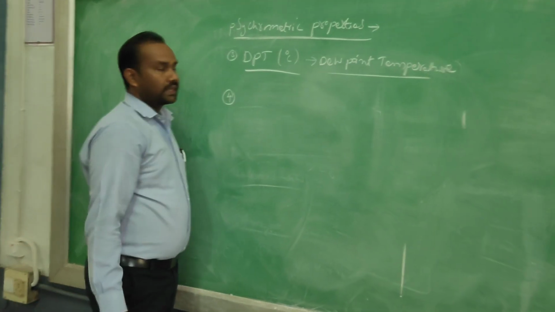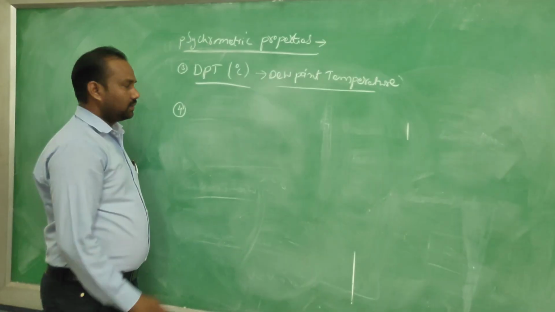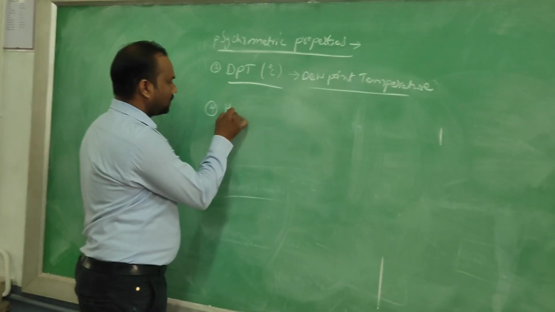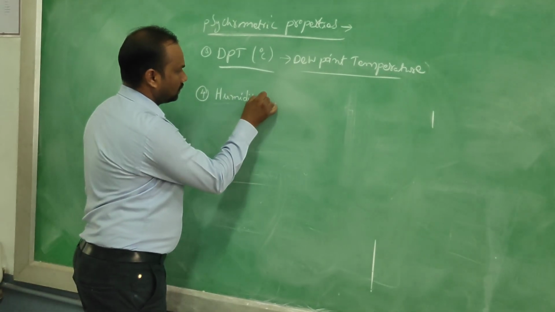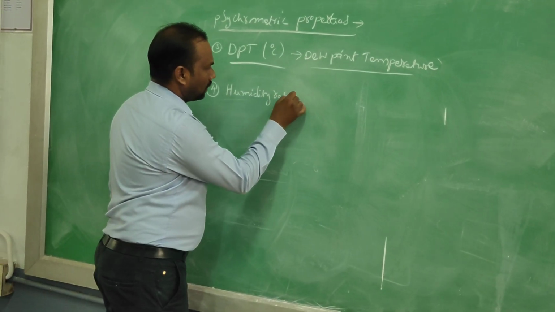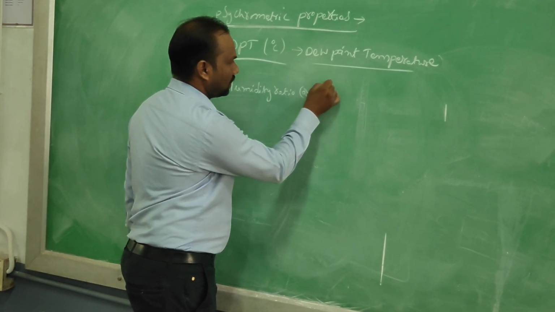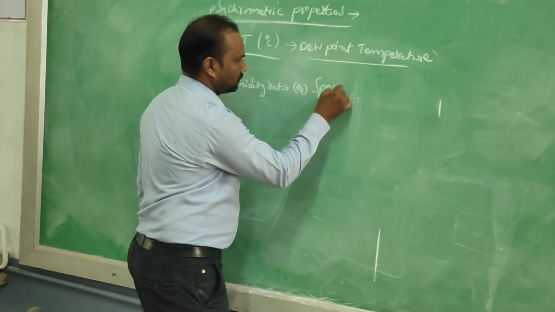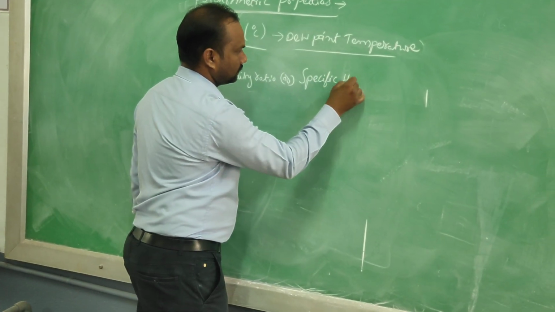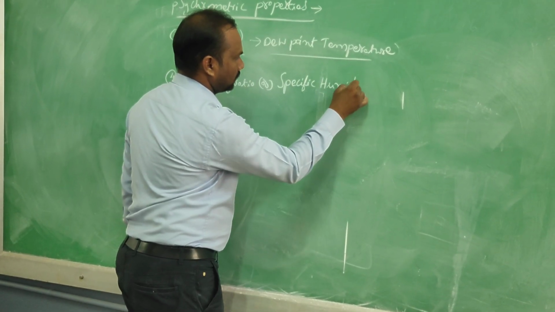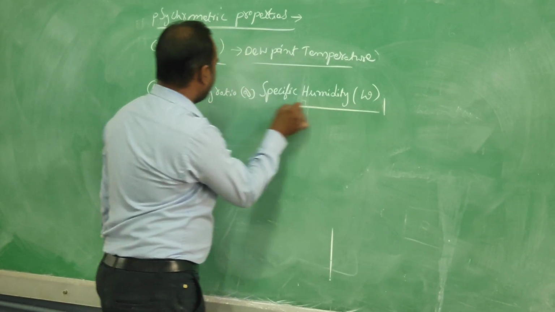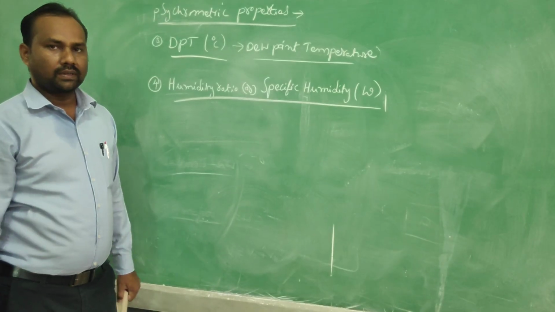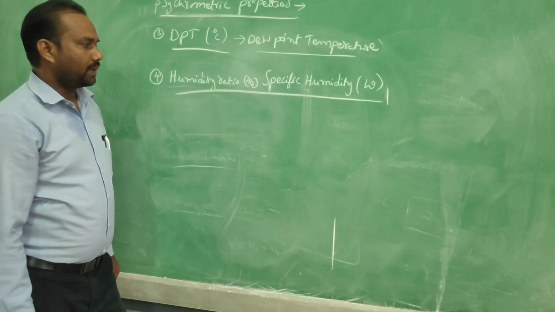Another very important property of psychrometry is called humidity ratio, or it is also called specific humidity. It is represented as omega.